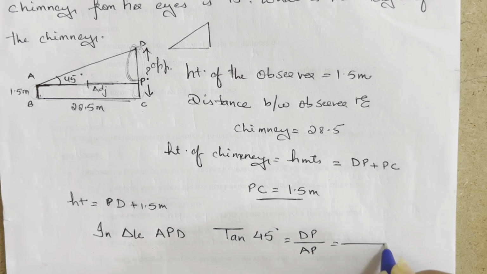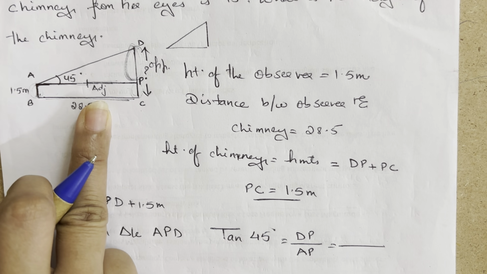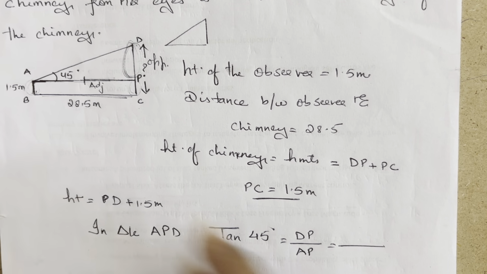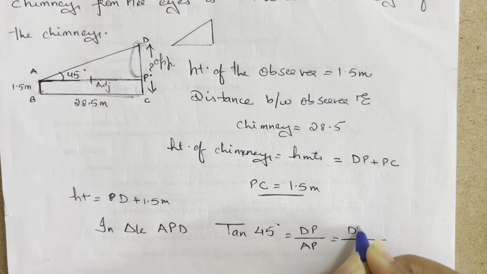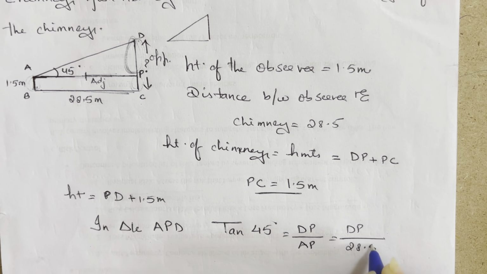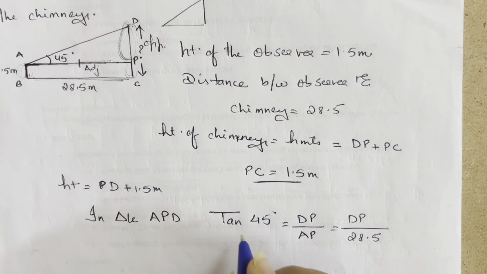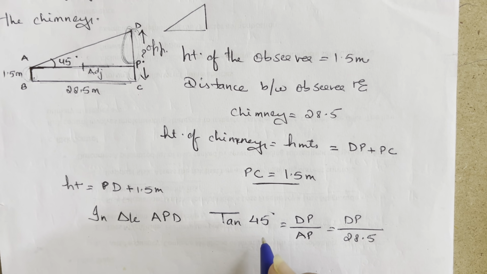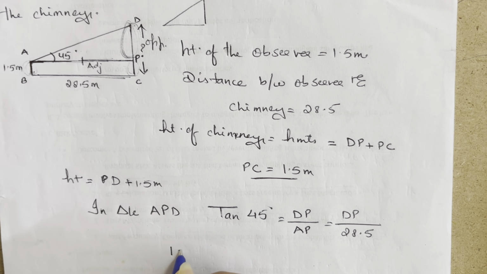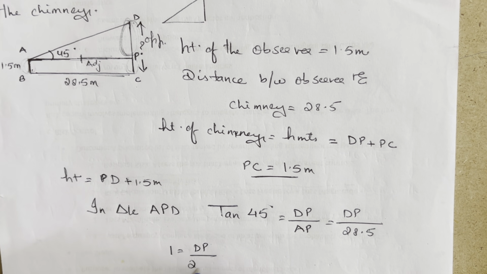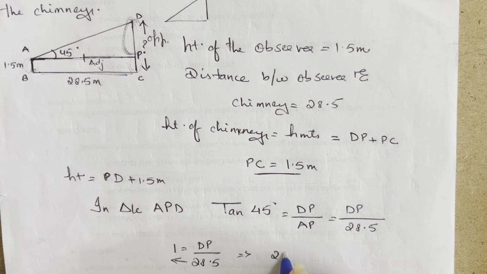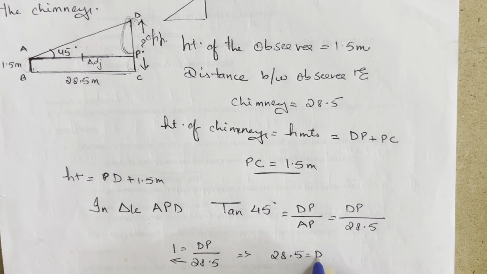And AP I know is exactly equal to BC, which is 28.5. So DP will remain as it is, and I'm going to write 28.5 in here. Tan 45 fortunately is 1, isn't it? So it becomes 1 is equal to DP upon 28.5. I'll send it towards the other side, it becomes 28.5 is equal to DP.